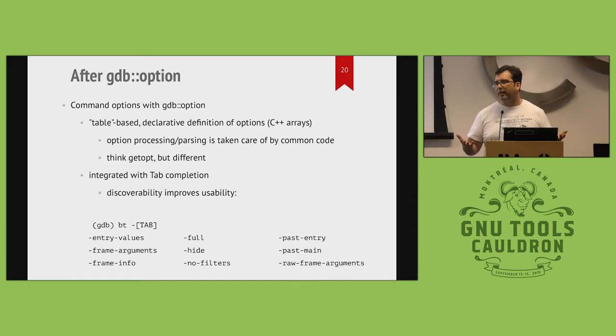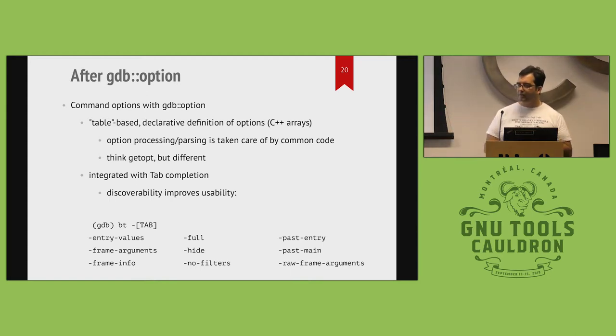There's a new way to define options for commands. It's table based, a declarative form of defining options. It's just C++ arrays of options. But it's declarative. You don't call functions. The option processing itself, the parsing, is taken care of by common code. And this is important because it means that all commands that use the framework will parse options the same way.